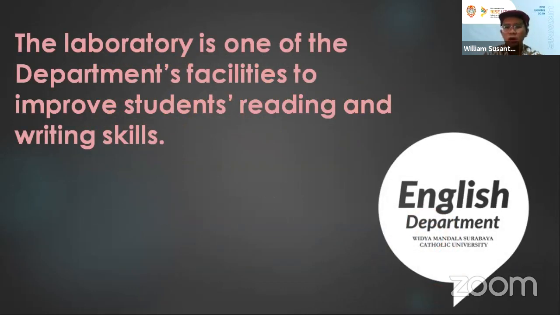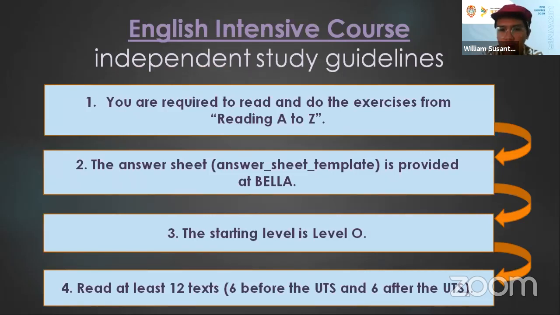So our lab is one of the department's facilities to improve your reading and writing skills. How? There will be English intensive course, and these are the guidelines for your independent study for the English intensive course at our lab. Ms. Avena, could you please tell us more about the guidelines? Yes. First, you are required to read and do the exercises from reading A to C, and the answer sheet is provided at Bella. The file name is answer_sheet_template. We also heard from Pak Andreas that your English skill is quite good, so for this semester, you will start with level O. For this one semester, you have to read at least 12 texts, 6 texts before the UDS and another 6 texts after the UDS.